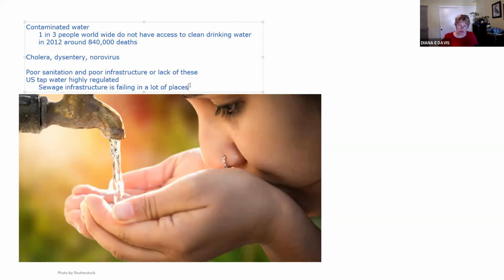And after major storms, you'll often see beach closures. That's because the sewage system fails and bacteria get into the ocean. And it's concentrated at the beach right after a major storm. And of course, major storms are increasing due to climate change. So we can expect to see more and more of this as a problem. You cannot tell by looking, smelling, or tasting water if it's contaminated.